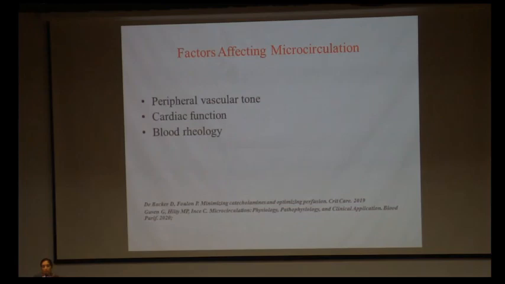So now we come to our targets of microcirculation. These are usually our targets, or the things which we can manipulate to improve the microcirculation in patients. So basically 3 main parameters: peripheral vascular tone, the cardiac function, and the blood rheology.